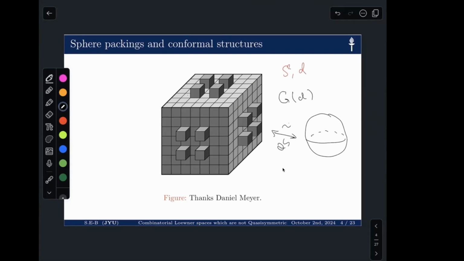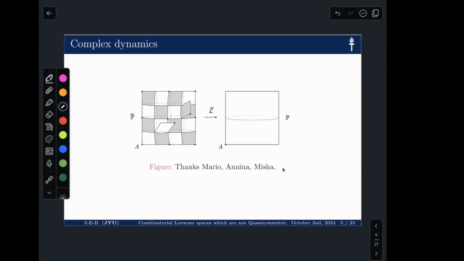Okay, but this is a toy example. I mean, of course, great. We can recognize that this funny space is actually quasi-symmetric to the sphere, but why do we care? There are a few motivations. So I'll again steal pictures. These are all stolen from people's papers, and some people are present here. This one is from Mario, Annina, and Misha, and this one was also a talk in the seminar. I don't exactly remember when it was, but some time ago.